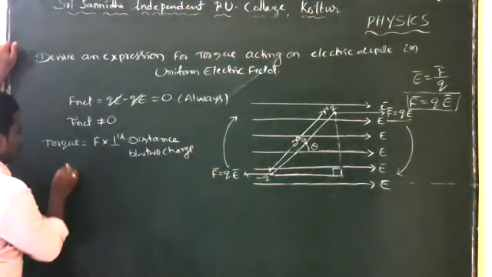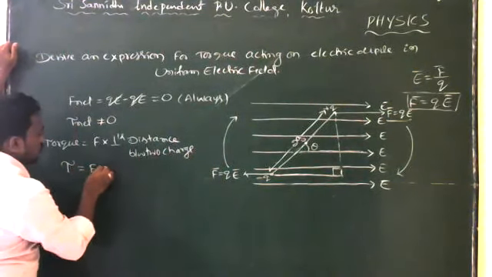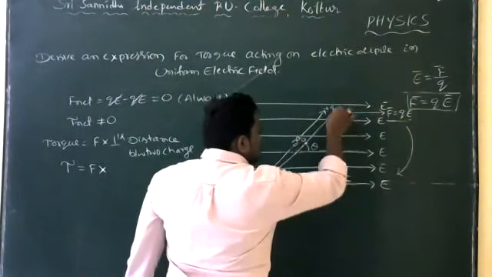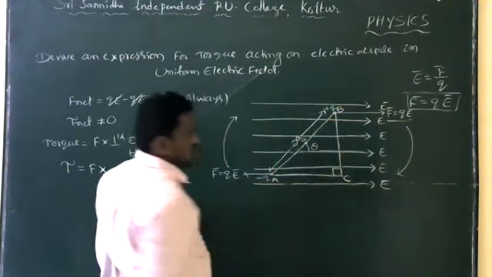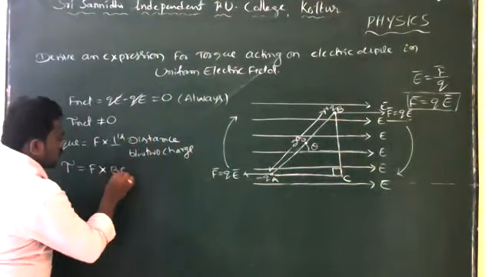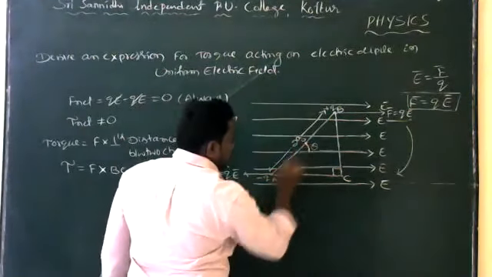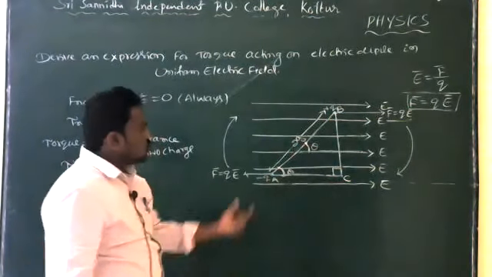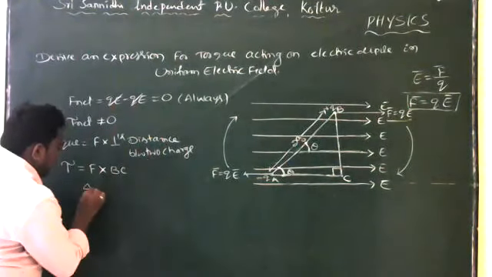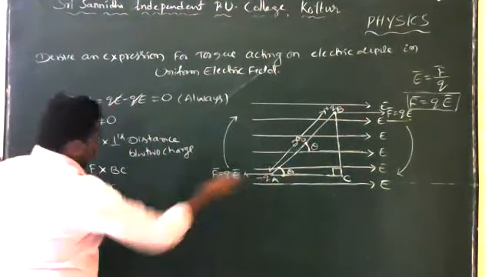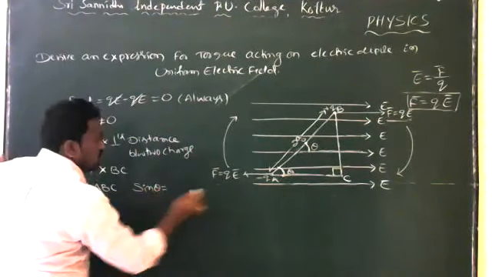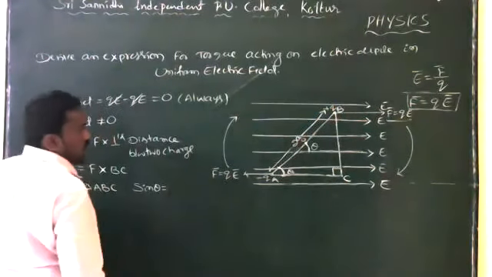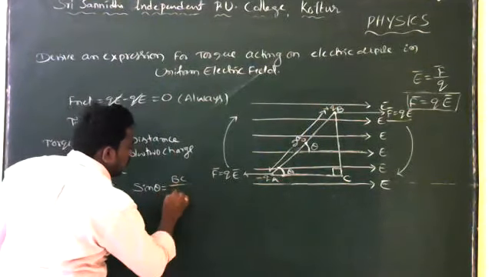Torque tau is equal to force into perpendicular distance. This is A, this is B, this is C. BC represents the perpendicular distance. Here the angle is theta; the dipole makes an angle theta with the direction of the electric field. Using triangle ABC and the sine function, sine theta is equal to opposite side by hypotenuse, that is BC divided by AB.